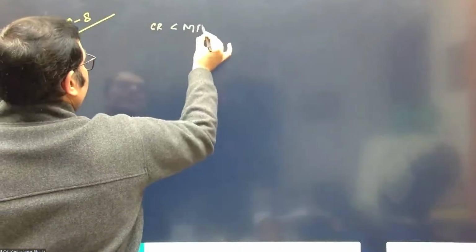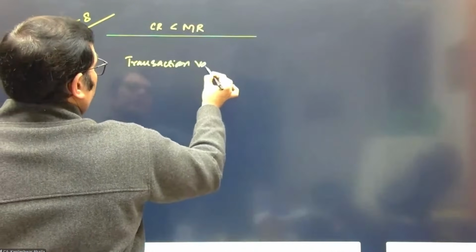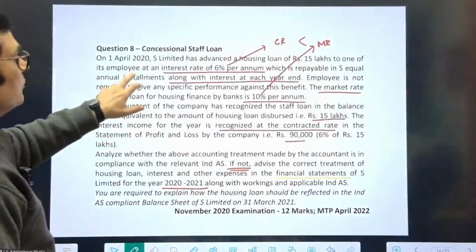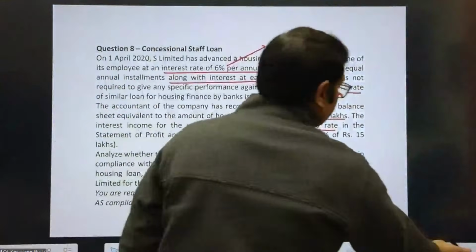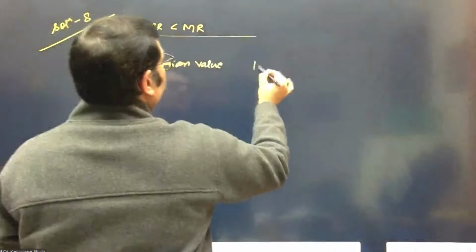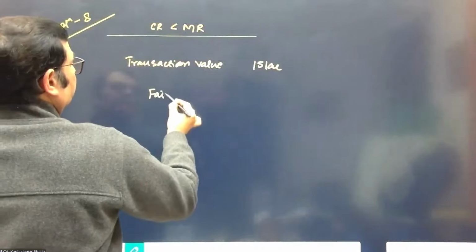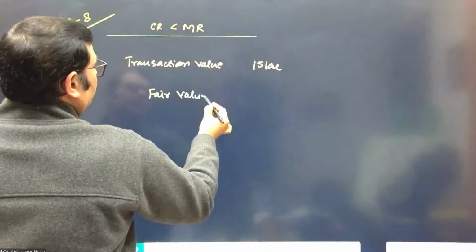Okay, so at the first instance, let's begin with the input that the contracted rate is less than the market rate. Considering that input, let's first see what the transaction value is. Can I say the transaction value is the loan value? So we've advanced a loan of 15 lakhs, that is the transaction value. And we compare this with the fair value so that we can get the difference.